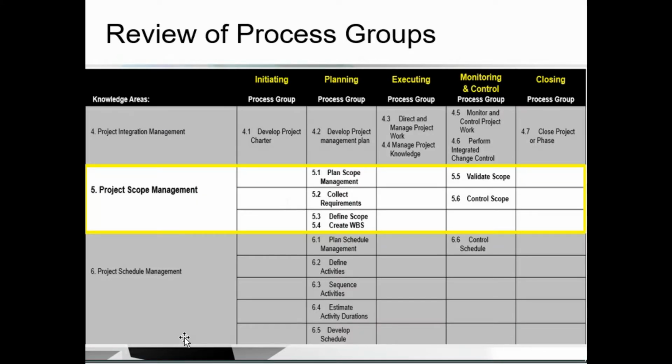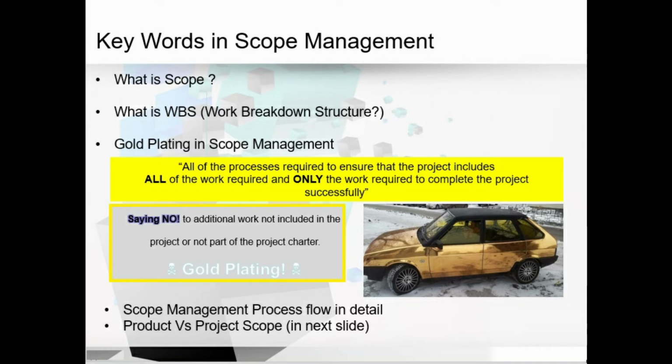Before starting with the agile or predictive life cycles in terms of scope, I will explain the keywords which are very important in scope management: what is scope, work breakdown structure (WBS), gold plating, and the scope management process. First is scope. In simple words, scope is the process of defining what work is required and then making sure that work, and only that work, is done. That is in a simple way.